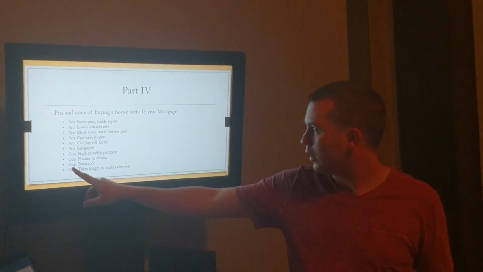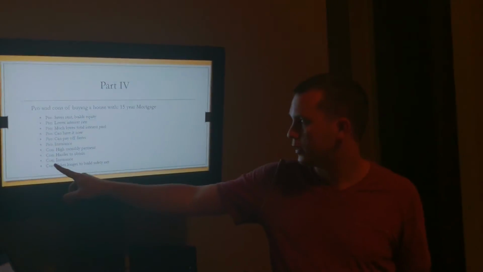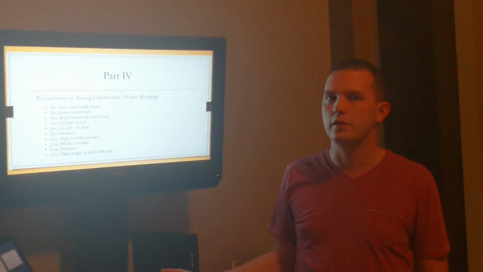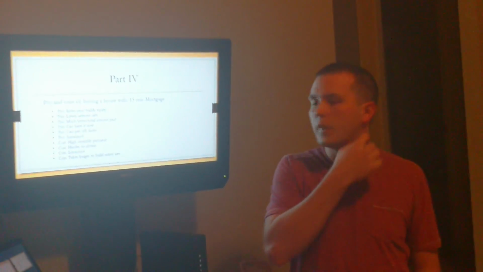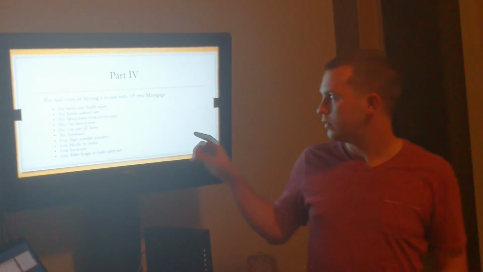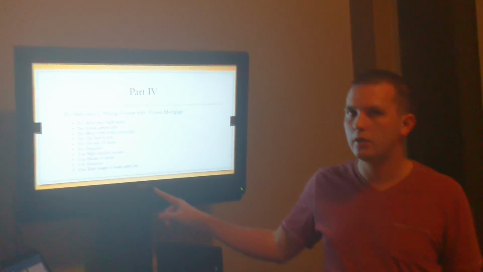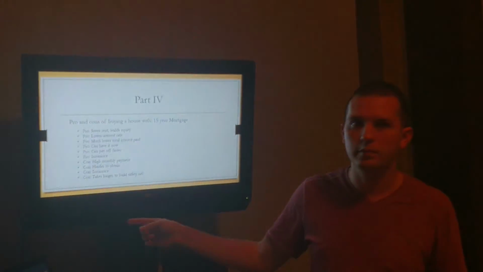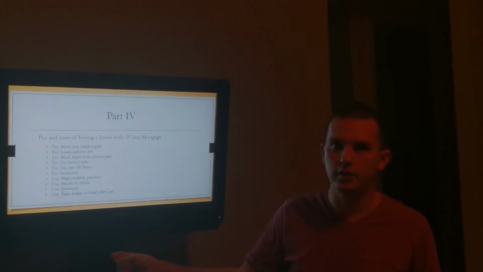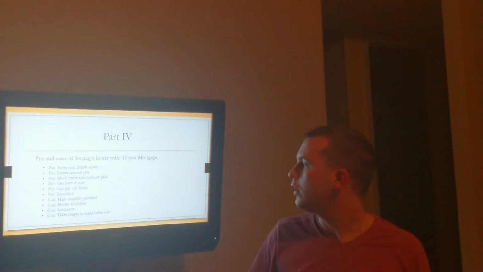Also, con, it was a pro up here, but it's also a con because you are paying that insurance. It's less for the 15 than for the 30, but it's still a con because it's still an added expense that you wouldn't have had to pay if you bought it with cash.